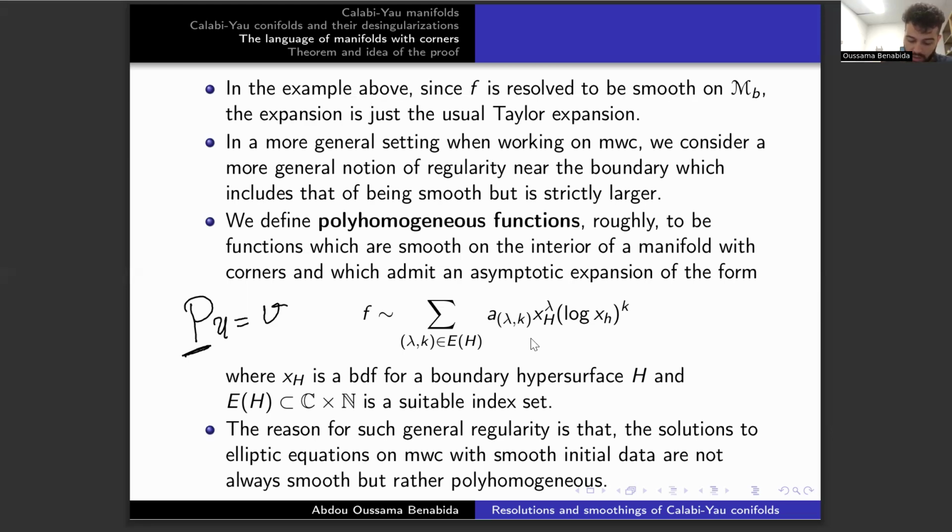Then usually when V is smooth up to the boundary implies U not necessarily smooth, but polyhomogeneous. But in general, V polyhomogeneous implies U is polyhomogeneous. That's why polyhomogeneity is the right regularity to be considered. So this is the best regularity we could get in such a setting. So that's the reason we consider this notion here.